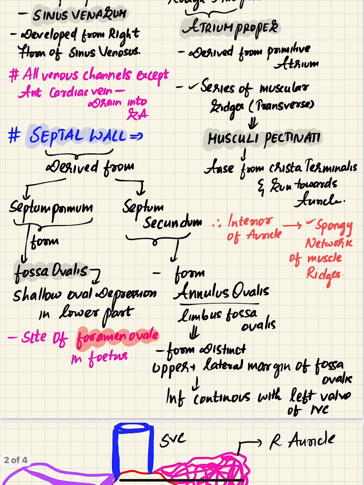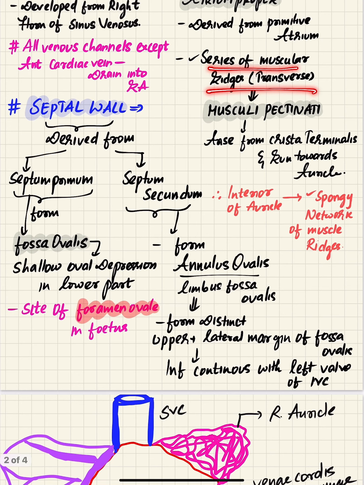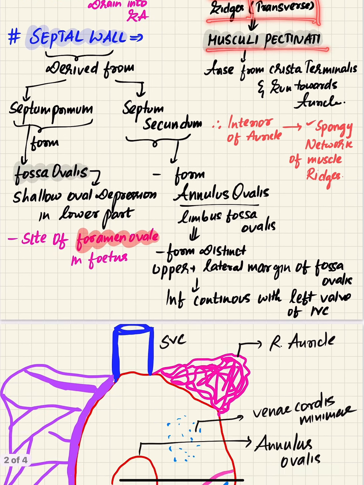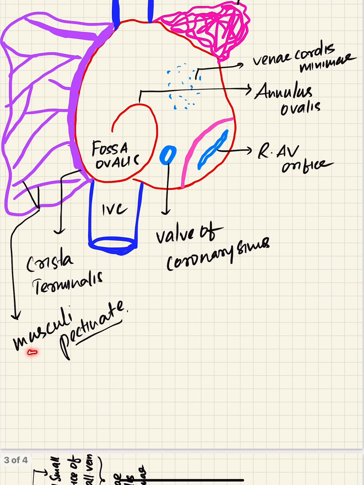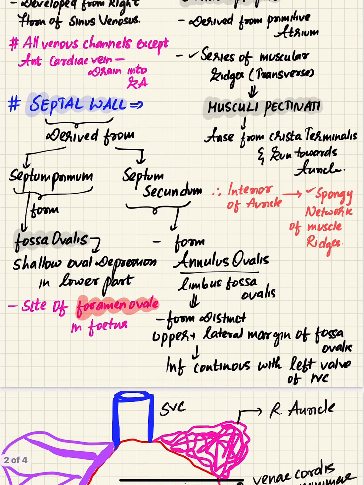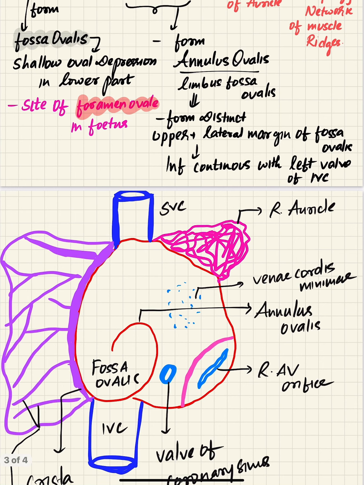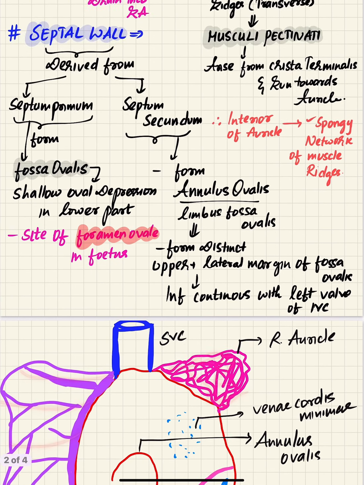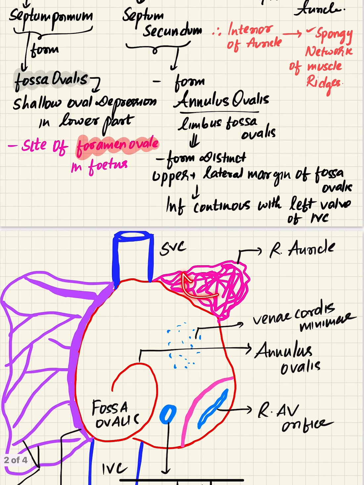Now on this rough anterior part, we can see a series of muscular transverse ridges called musculi pectinati. These are the transverse muscular ridges called musculi pectinati. They arise from the crista terminalis and run towards the auricle. And inside the auricle, you find a spongy network of muscular ridges like this. Here you find the muscular ridges.